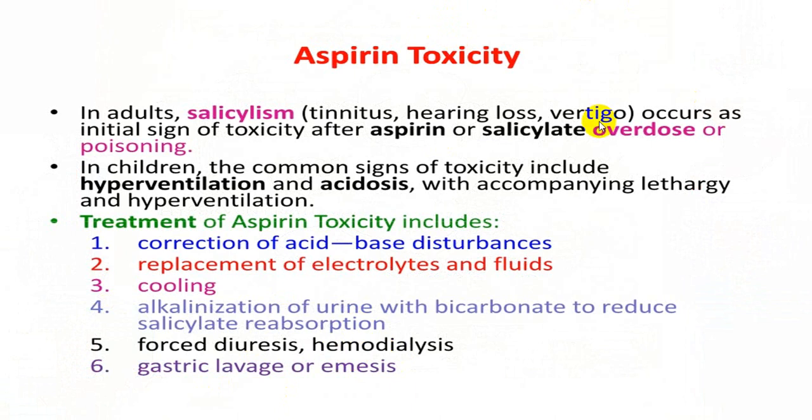So first is lavage. Lavage is very important. So you can give a lavage, and correct the acid-base balance by giving soda bicarb. You have to think it over. Replacement of electrolytes and full fluids. You reduce the body temperature because the person develops hyperpyrexia. You alkalinize the urine by giving bicarbonates and reduce the salicylate absorption. You can induce forced diuresis by giving diuretics. You can use hemodialysis, and gastric lavage is very, very important.